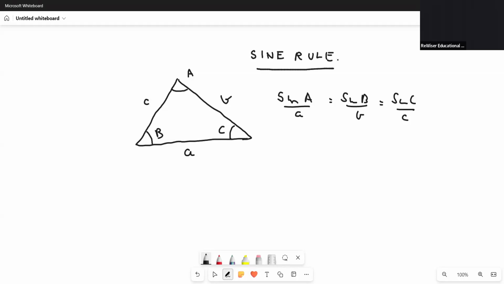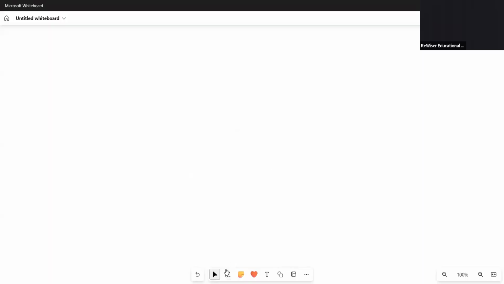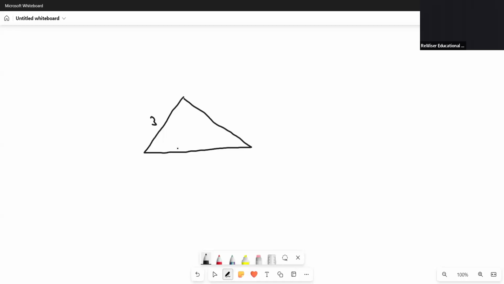Please note it down. Very, very important. Now, moving ahead with the types of questions asked on sine rule, it is these types. So that basically means if I have any triangle like this, and I say that this length is 3, this length is 4, this length is 5, or rather I can say that this length is x, which we have to find out.